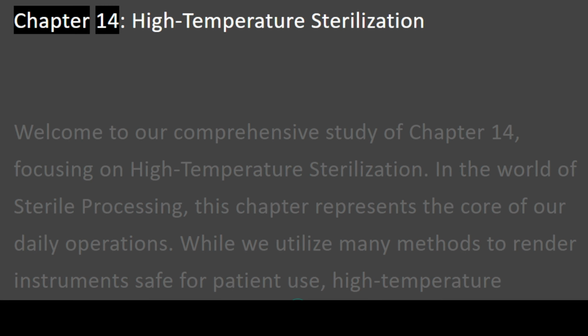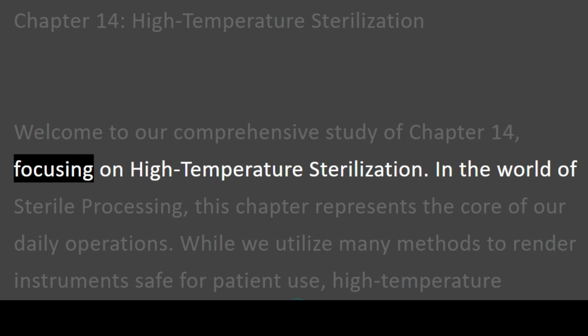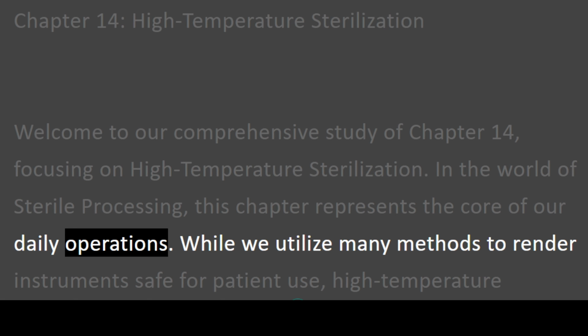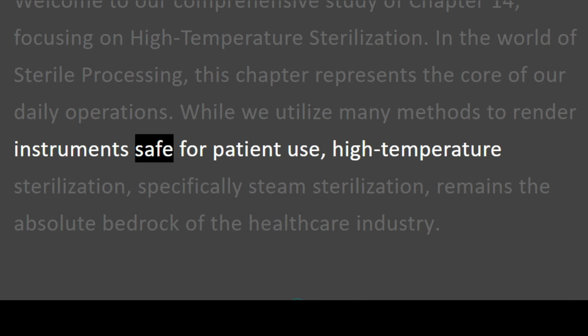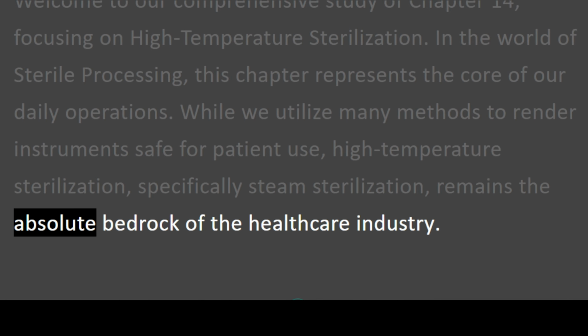Chapter 14, High-Temperature Sterilization. Welcome to our comprehensive study of Chapter 14, focusing on high-temperature sterilization. In the world of sterile processing, this chapter represents the core of our daily operations. While we utilize many methods to render instruments safe for patient use, high-temperature sterilization, specifically steam sterilization, remains the absolute bedrock of the healthcare industry.